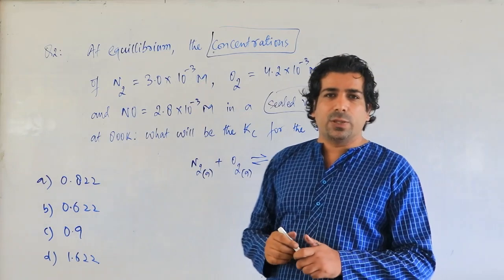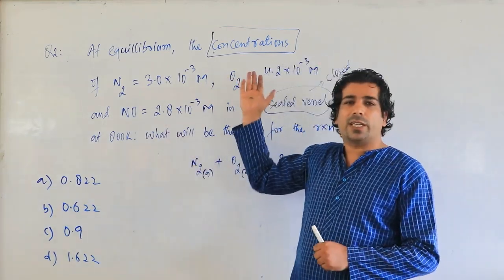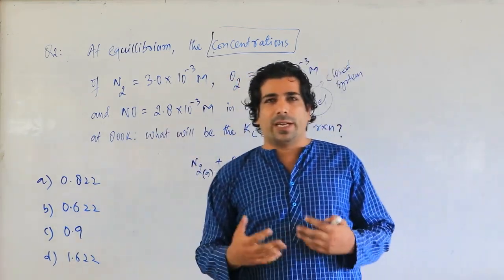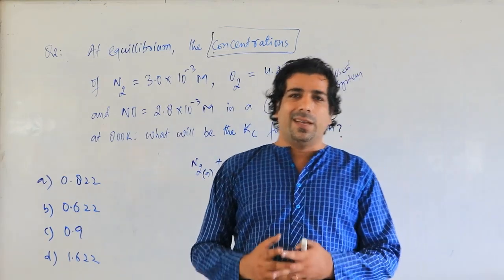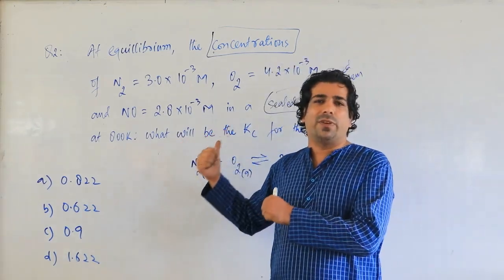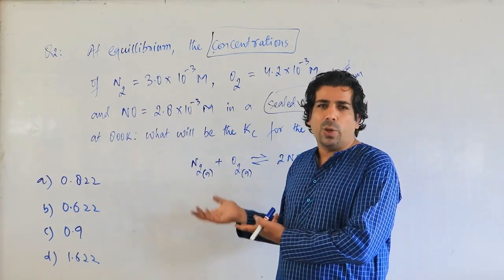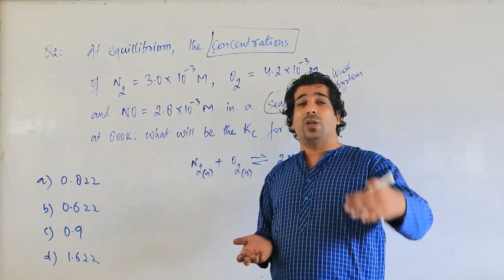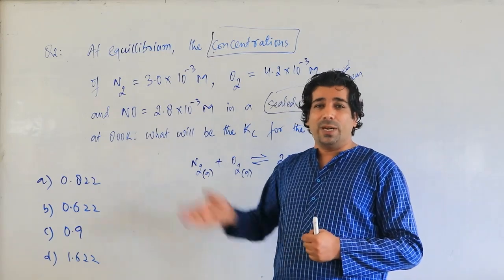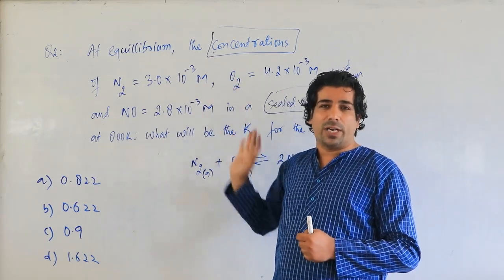In this question, what is given? Concentrations are given. So I will use the concentration formula for Kc. In this question, the rate constant for the forward reaction or the rate constant for the backward reaction is not mentioned, so I can't use the formula Kc is equal to Rf divided by Rb. But the concentrations of reactants and products are given here.